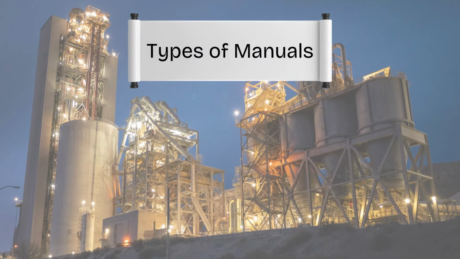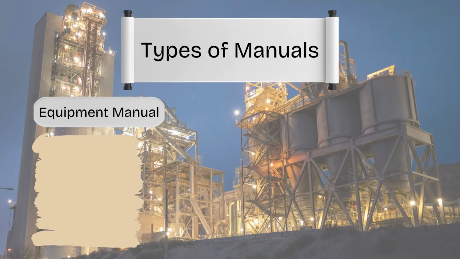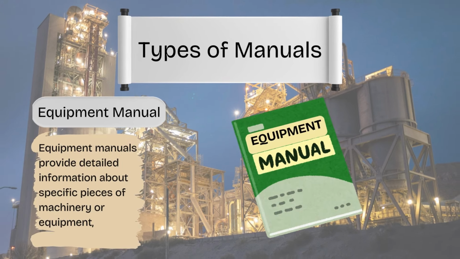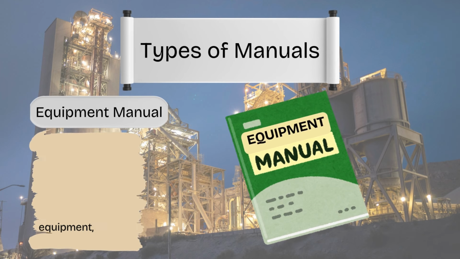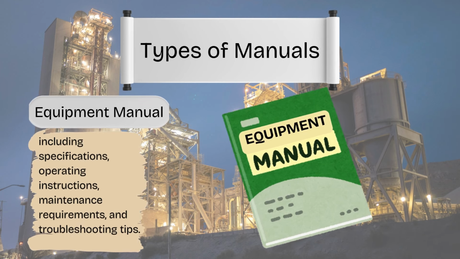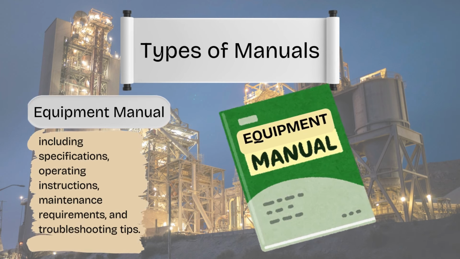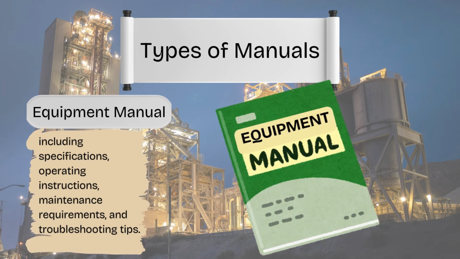Number seven, equipment manuals. Equipment manuals provide detailed information about specific pieces of machinery or equipment, including specifications, operating instructions, maintenance requirements, and troubleshooting tips.